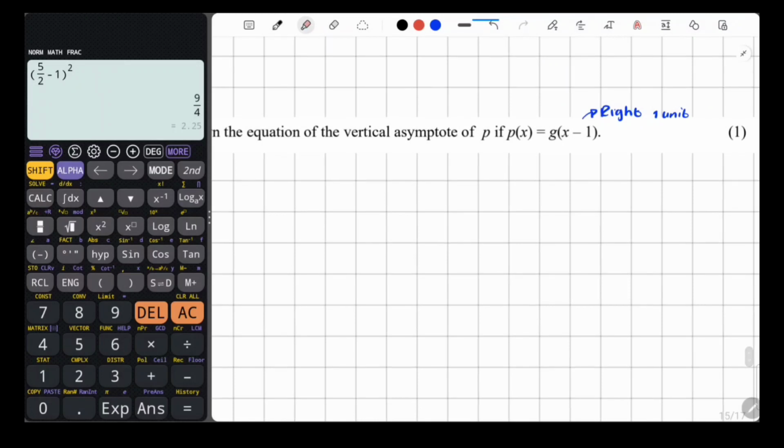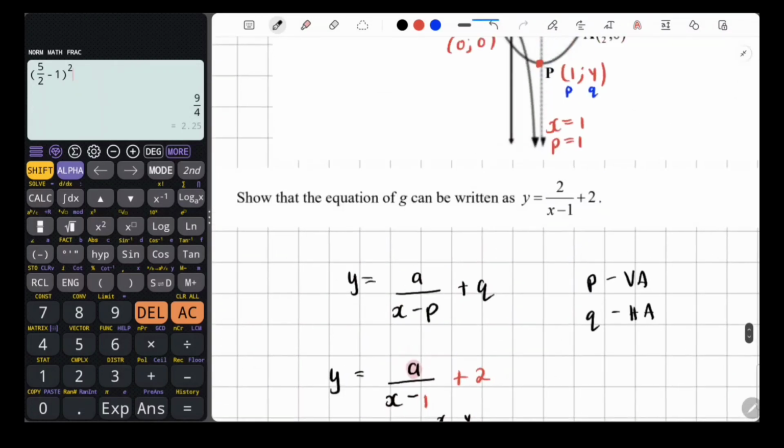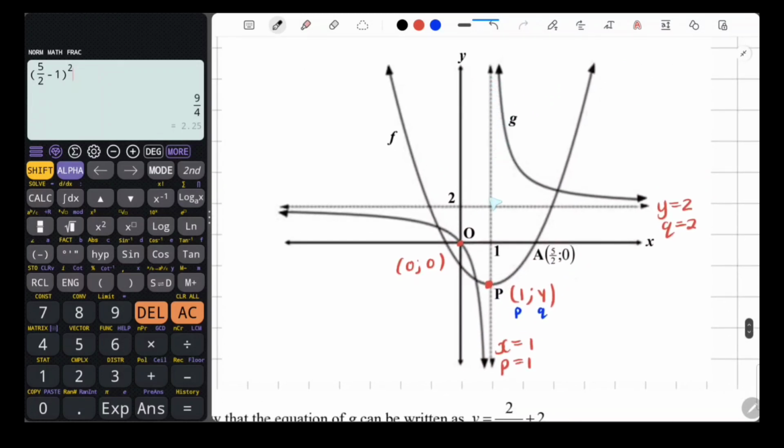They don't want the entire equation of g of x. They don't want you to do that to the entire equation. They specifically just want the vertical asymptote. So the vertical asymptote of g itself before, okay, we can go ahead and look at it. It was really just this over here. That's the vertical asymptote. And the equation is x is equal to 1.